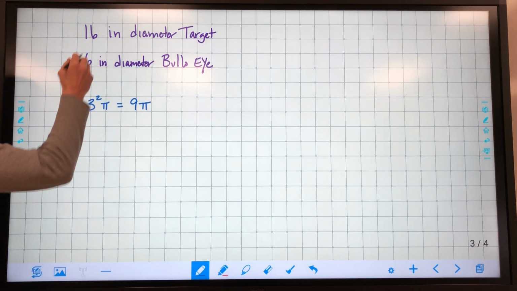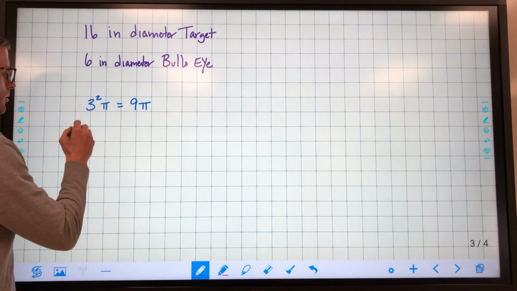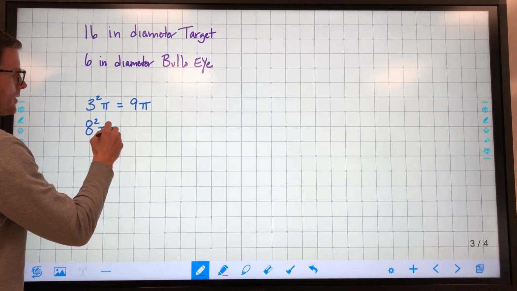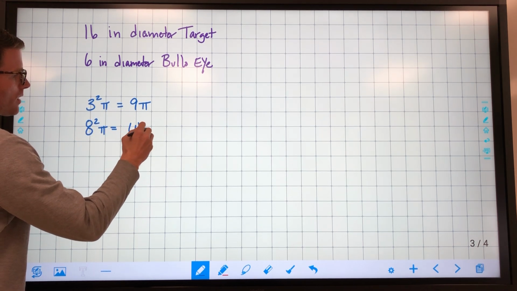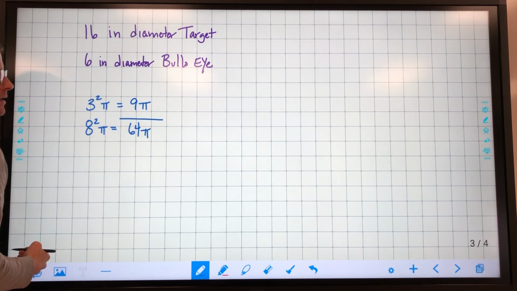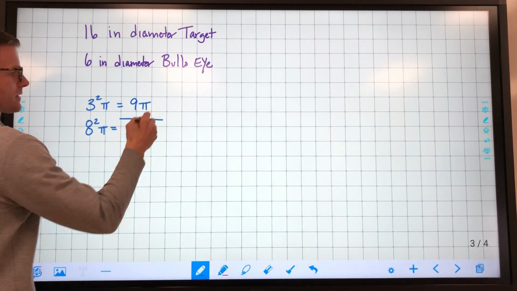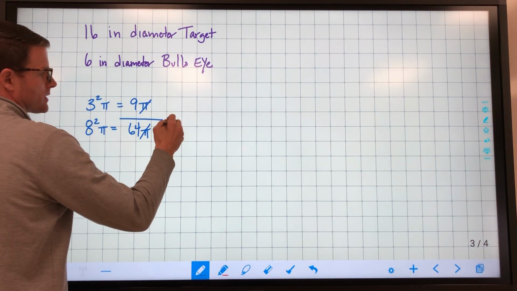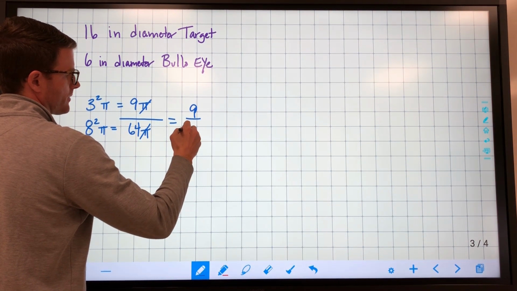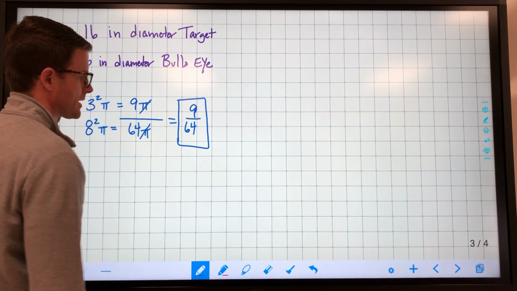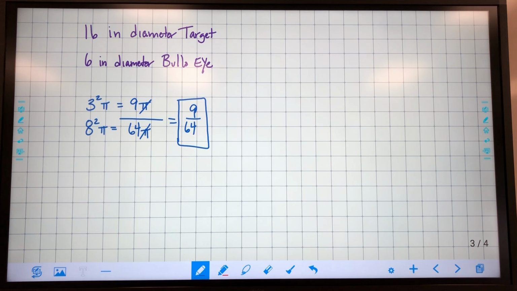All right, my 16-inch diameter target, well, that's an 8-inch radius. So it's going to be 8 squared pi, which is 64 pi. Again, it's area of the bullseye over the area of the target. My pi's cancel, and I get 9 over 64, which does not simplify. You're welcome to write that as a decimal if you're using your calculator. All right, last one.